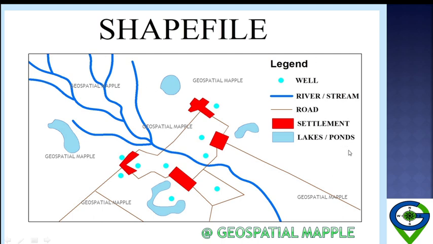In this example, we have used all three vector formats, like the point, line, polygon. So the rivers and roads are represented by a line. Wells are represented by a point, and settlement and lakes and ponds are represented by a polygon.